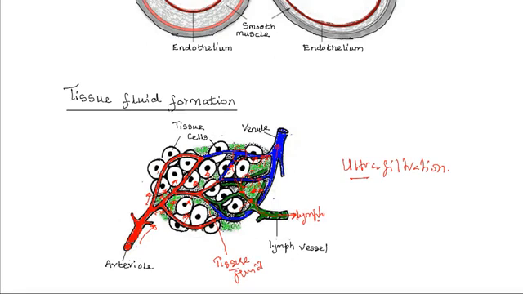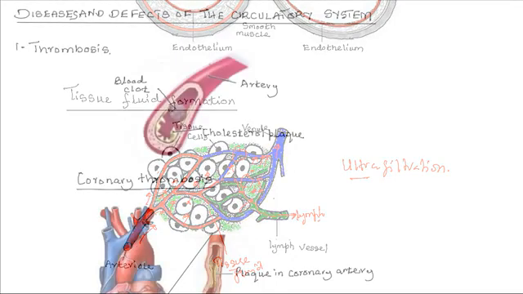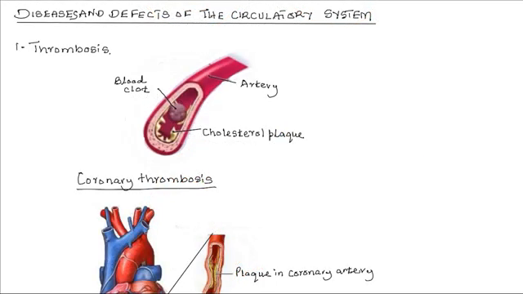Defects of the circulatory system. There are a number of diseases that are acquired due to environmental factors, and defects. These are structural deformities that may be present from birth that affect the circulatory system. Now we look at three of the commonest of such diseases and defects. The first of such a disease is thrombosis.